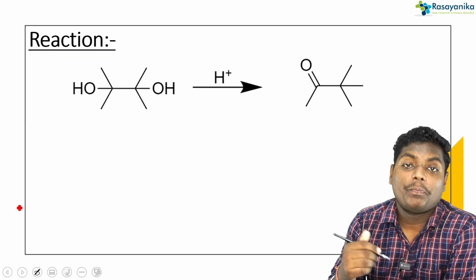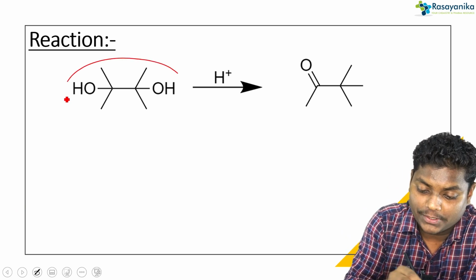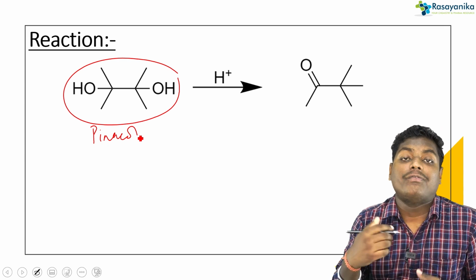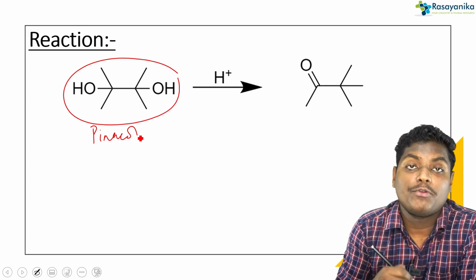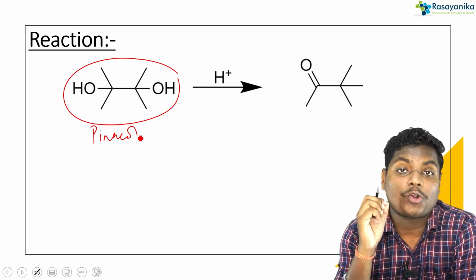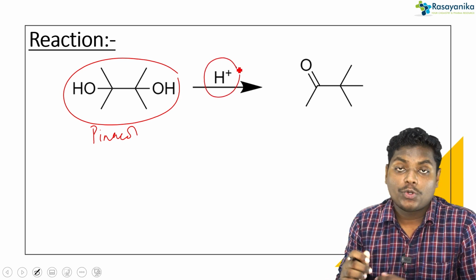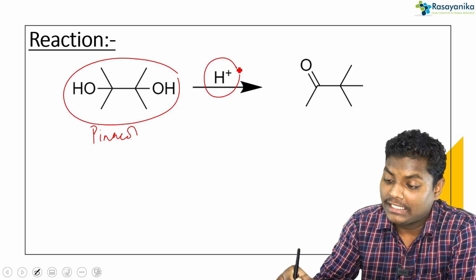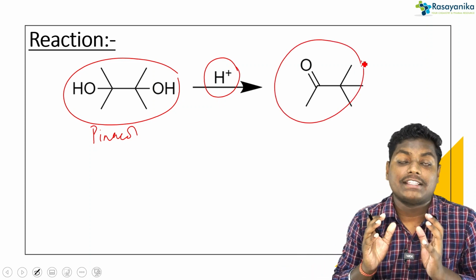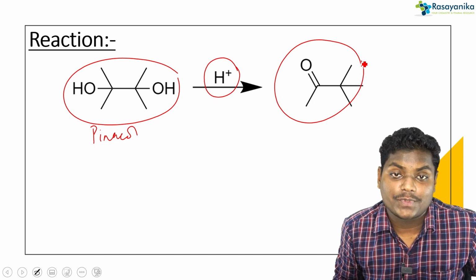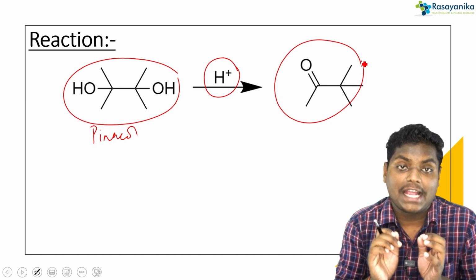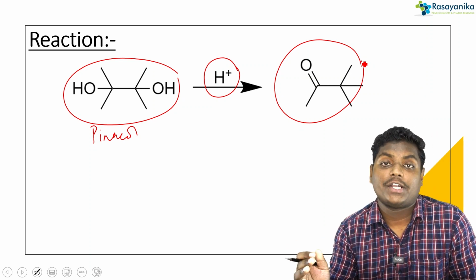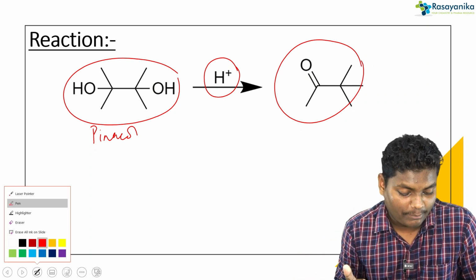So Pinacol Pinacolone rearrangement. We see this is a pinacol. What is this? Basically, it's a vicinal diol or 1,2 diol, and you must be knowing 1,2 diols are not stable in the acidic medium. So when a 1,2 diol or vicinal diol is present in the acidic medium, they rearrange to give a ketone, and this is what is Pinacol Pinacolone rearrangement. So in this reaction, we'll be seeing a vicinal or 1,2 diol in the presence of an acid getting converted to a ketone. Now let's see how it is happening.